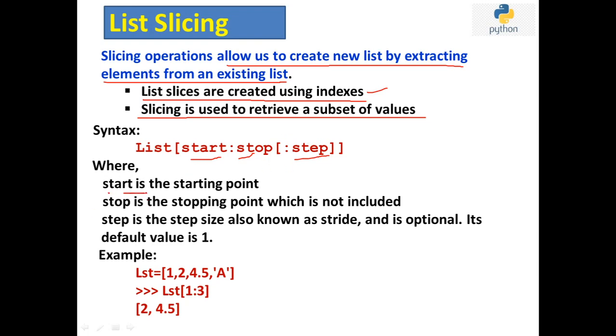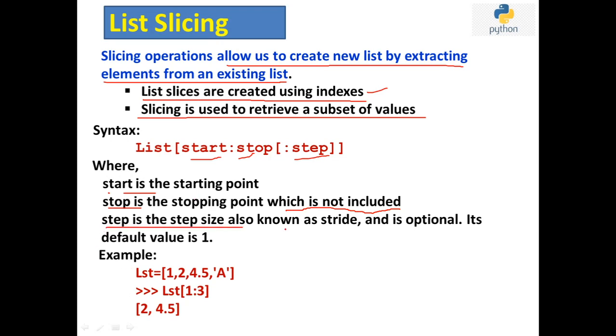What is start? It is the starting point, the point from which we want to start. Stop is the ending point, the stop point. But the important thing is that it is not included while displaying the elements. The elements before that are displayed, excluding that one.